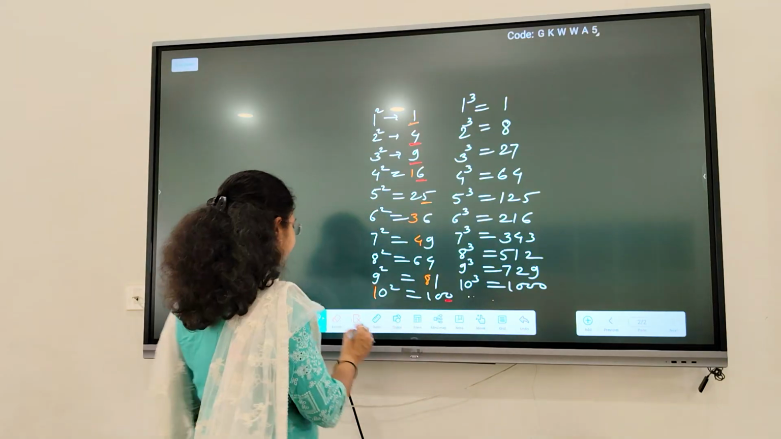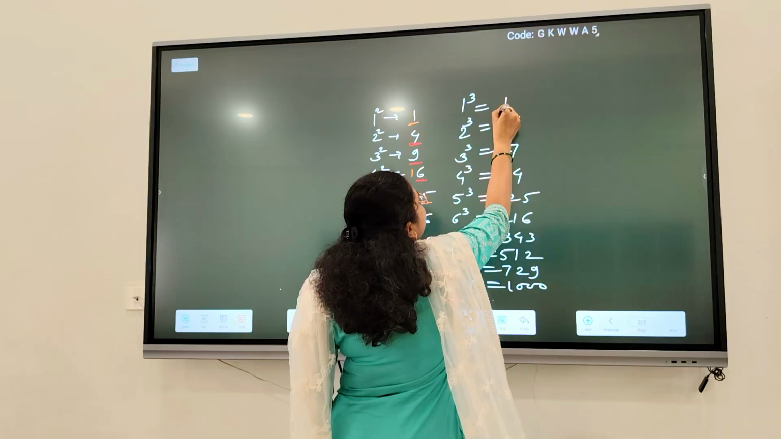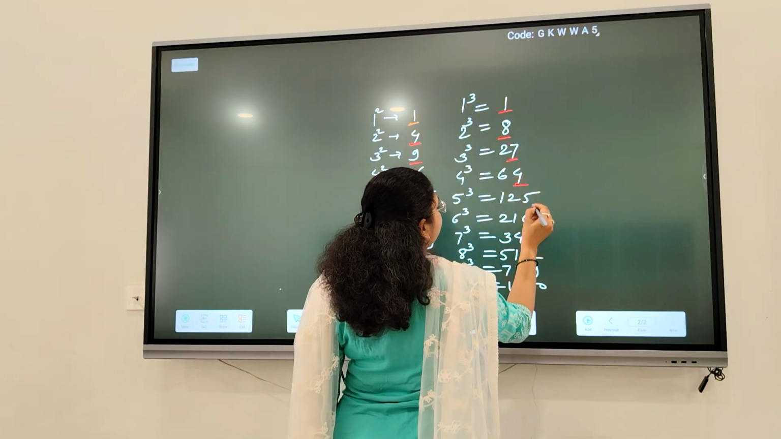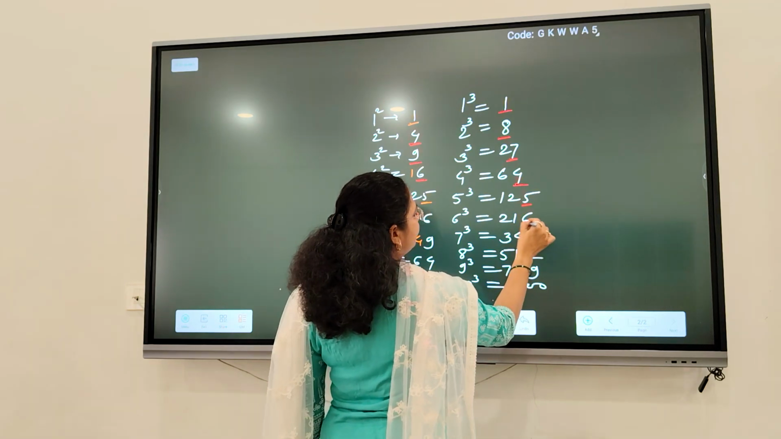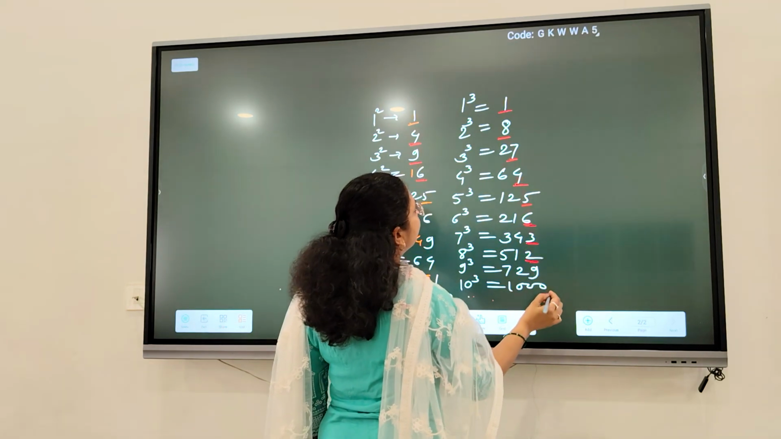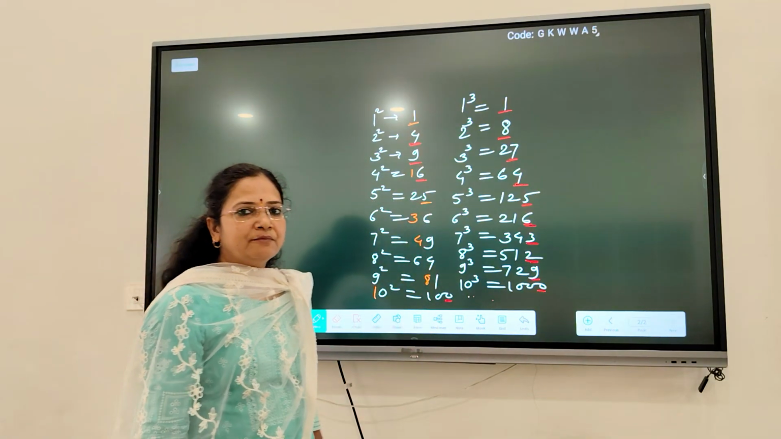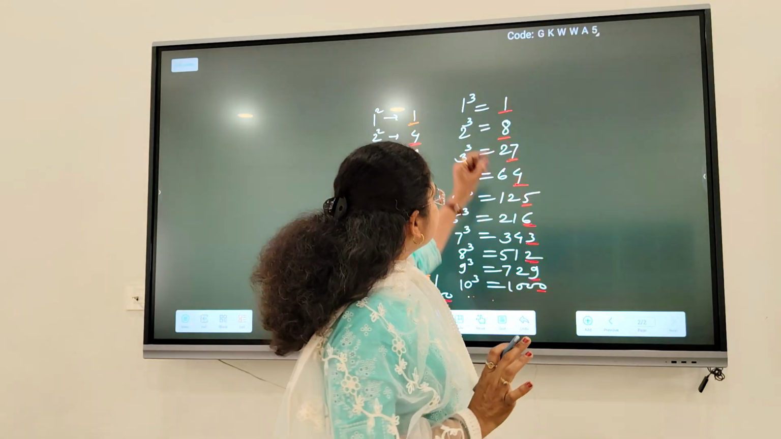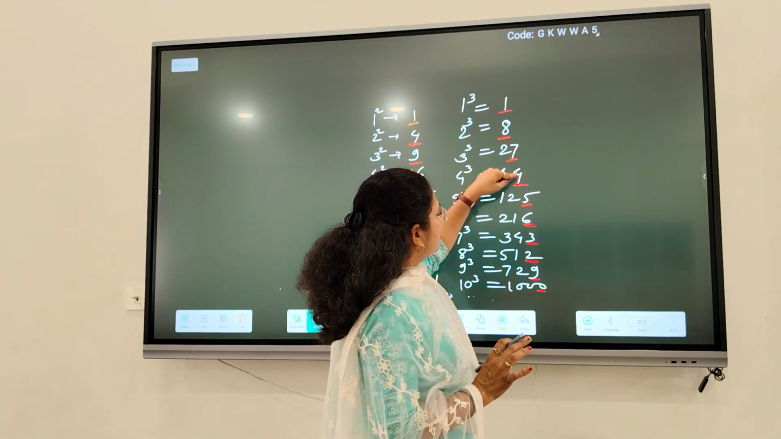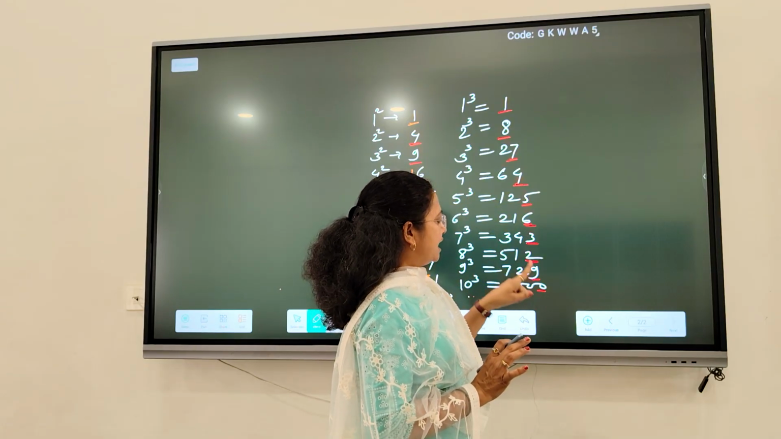Now see, observe the unit place numbers. In cube numbers, on the unit place, which numbers? 1, 8, 7, 4, 5, 6, 3, 2, 9 and 0.